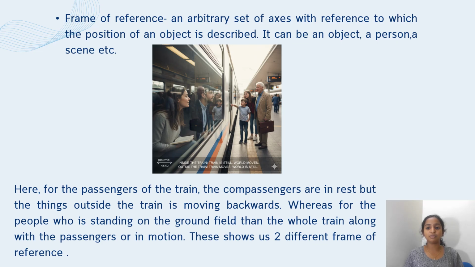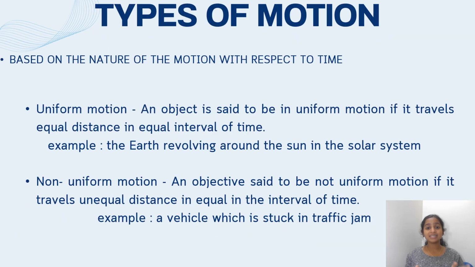Now we'll move on to the types of motion. So motion can be mainly classified based on two criteria. First one is based on the nature of the motion with respect to time, and second one is based on the path traveled by the object. So based on the nature of the motion with respect to time, we can mainly classify it into two. First one is uniform motion and the next is non-uniform motion.